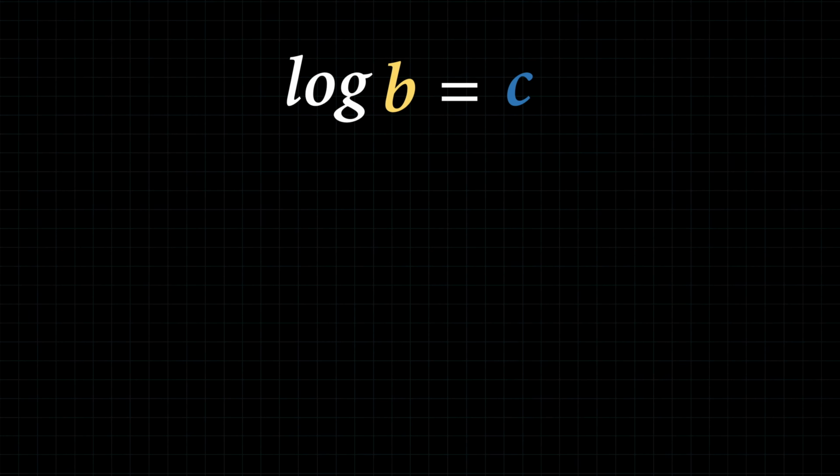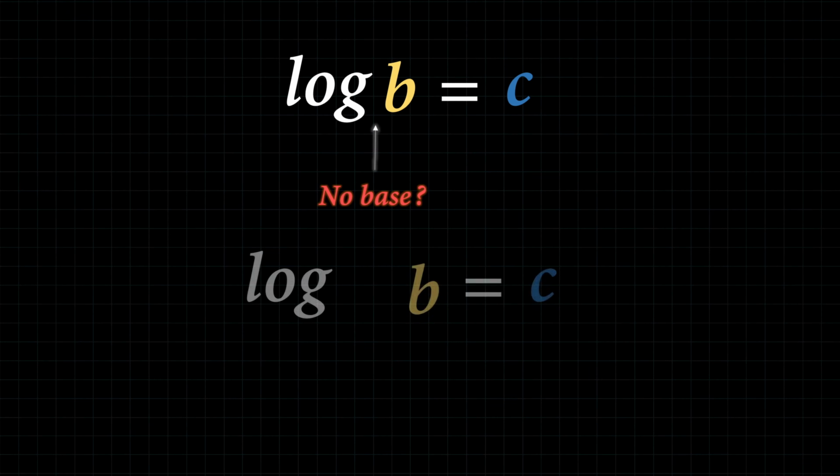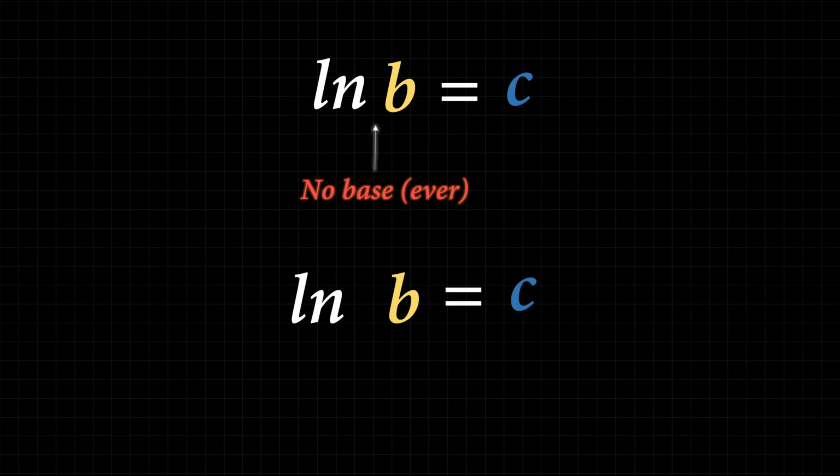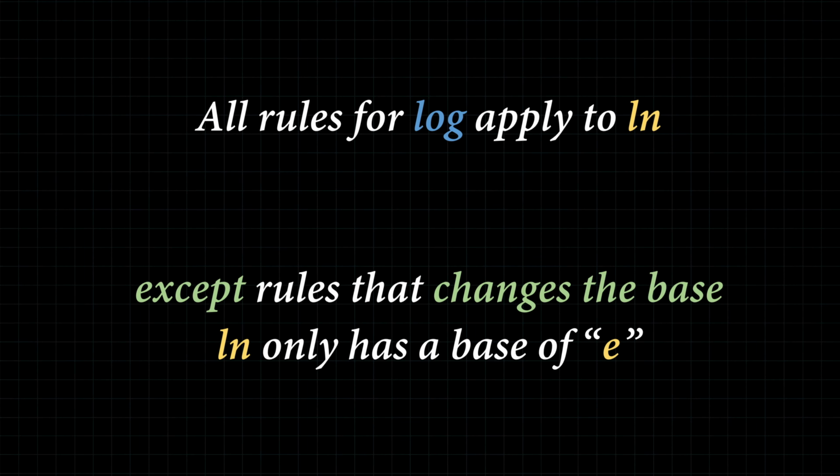If a log has no base, it just means that the base is 10, the default base for common logs. For ln or natural logs, there will never be a base written because there can only be one base, which is e, Euler's number. Another thing to note, all the rules for common logs also apply to natural logs, except the ones that of course change the base because natural logs can only have e as their base.